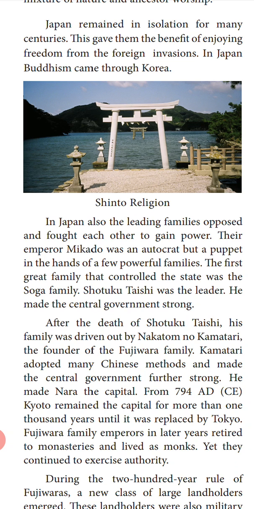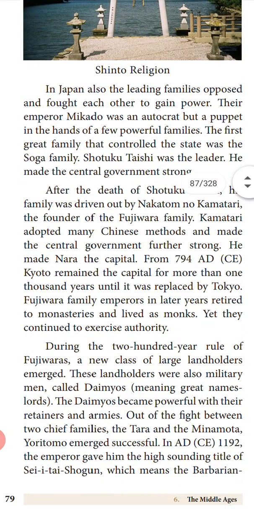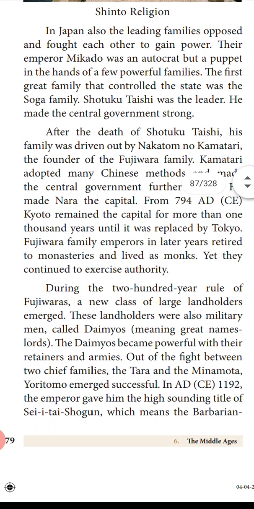They built many monasteries and lived there. Yet they continued to exercise their authority. They remained powerful until the end. During the 200 years rule of the Fujiwara, a new class of large landholders emerged. These landholders were also military men called daimyos. The daimyos became powerful with their retainers and armies.